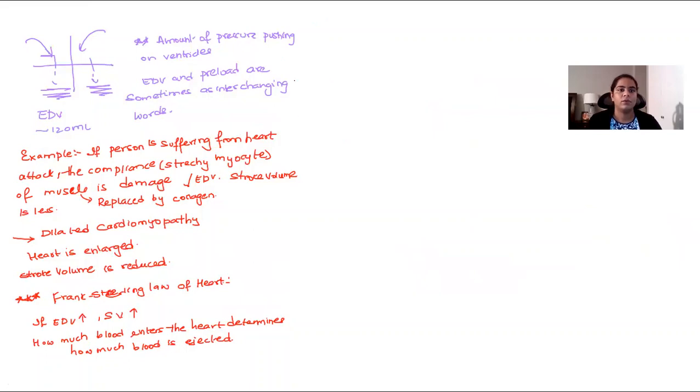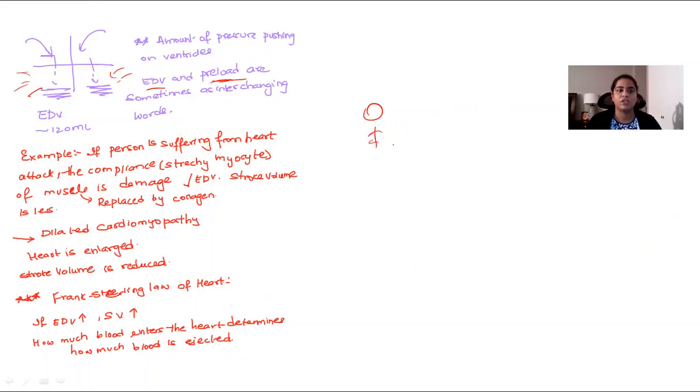Okay, so end diastolic volume and preload in a clinical setting are almost used as interchangeable words. They are pretty much considered the same. Preload is nothing but the amount of pressure that is pushing on the ventricles. Now, suppose a person is suffering from a heart attack, this person is suffering from a heart attack.